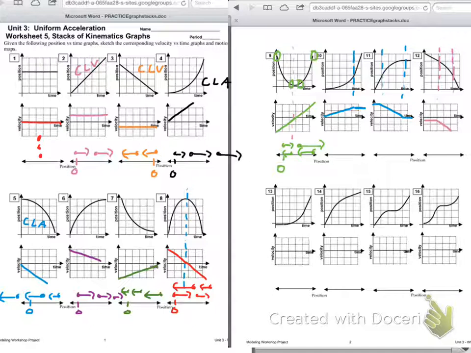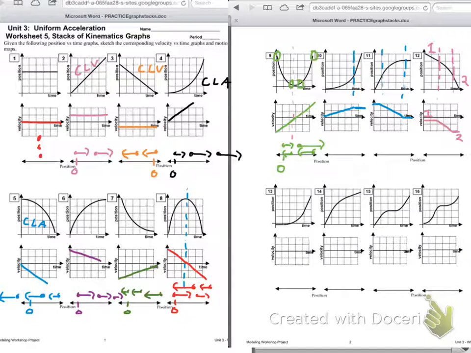And then we have another constant linear velocity, and that line is steeper. So the second part is steeper than the first part here, and that's why this first chunk has a lesser magnitude of velocity than the second part.